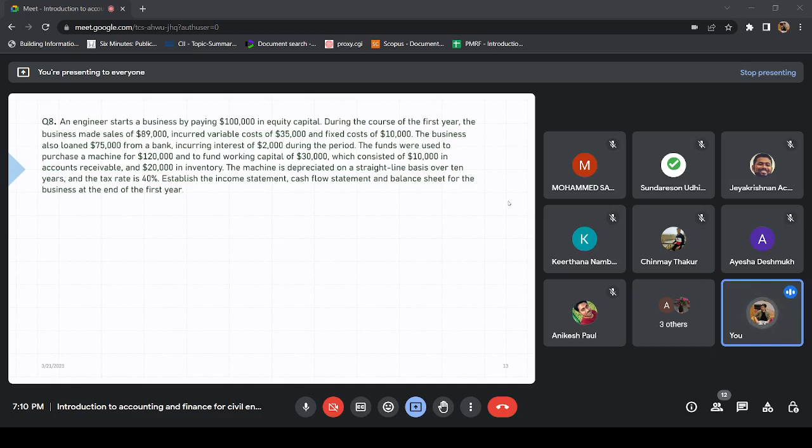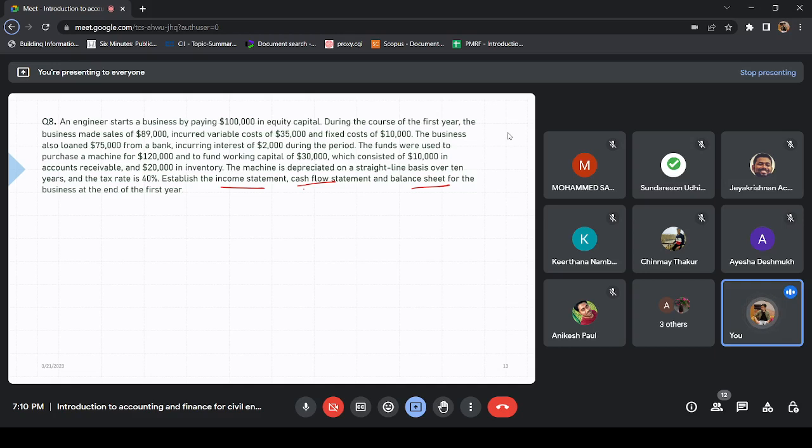Coming to our next question. This is quite big. Right now we had three questions where we prepared the balance sheet, then the income statement, and then the cash flow. So prepare all these three for the same problem. I will give you a minute to read the question. An engineer starts a business by paying 100,000 in equity capital. During the first year, the business made sales of $89,000, incurred variable cost of $35,000 and fixed cost of $10,000.